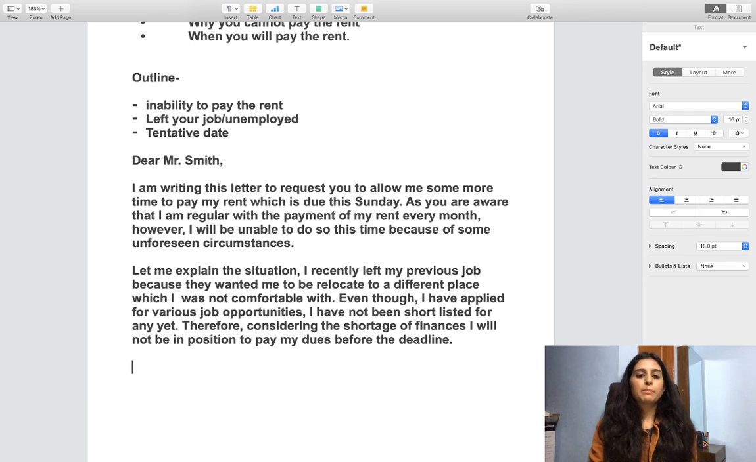Alright, so let me explain the situation. I recently left my previous job because they wanted me to relocate to a different place, which I was not comfortable with. Even though I have applied for various job opportunities, I have not been shortlisted for any yet. Therefore, considering the shortage of finances, I will not be in a position to pay my dues before the deadline. So, you have given your reason of not being able to pay the rent. When you will pay the rent?